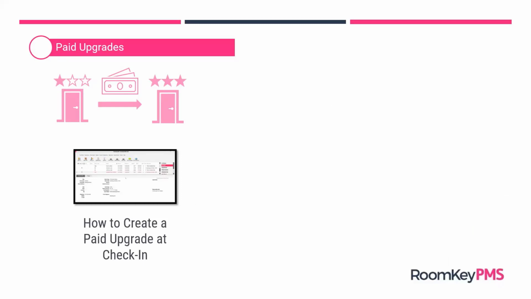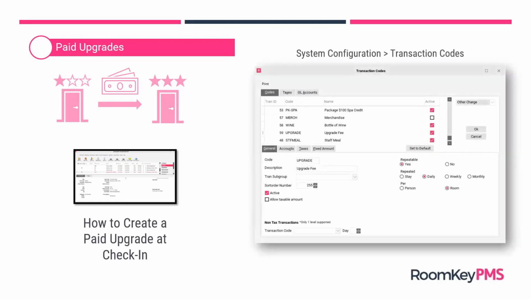So in order to do a paid upgrade where you're tracking that upgrade fee and possibly giving some sort of incentive or commission program to your staff, in order to do that, you do need to create an upgrade fee transaction code in the database first. So this is a little bit of an overview of how to create that transaction code. You're going to go to the system configuration menu and select transaction codes. And you're going to create a transaction code very similar to this one here.